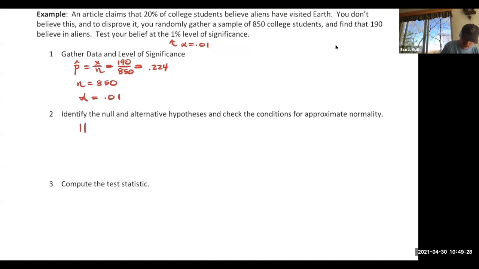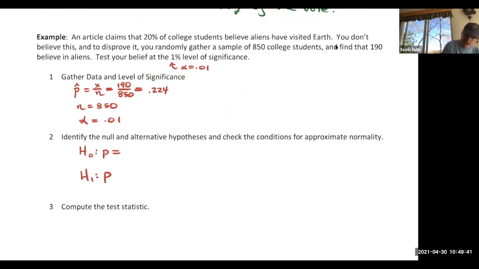Now, the null hypothesis will always say p is equal to a value, even if we haven't figured out what it is. The alternative will say less than, greater than, or not equal. Now, again, we're trying to disprove that it's 20%, which means you think it's not 20%. You guys follow me on this?